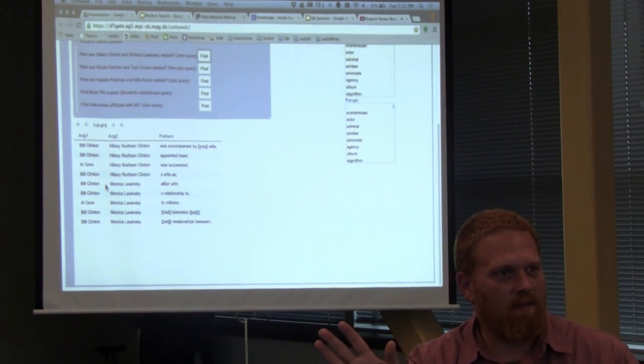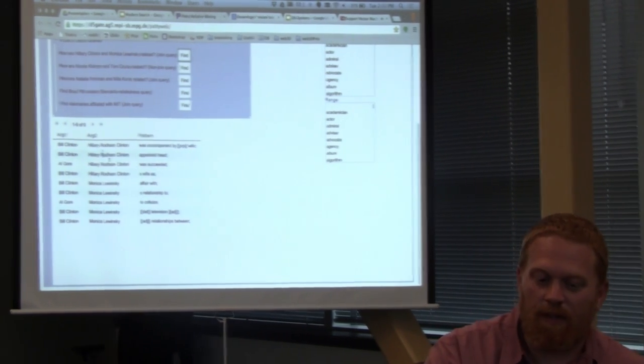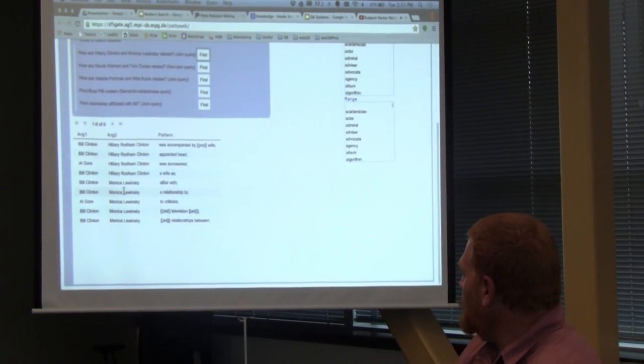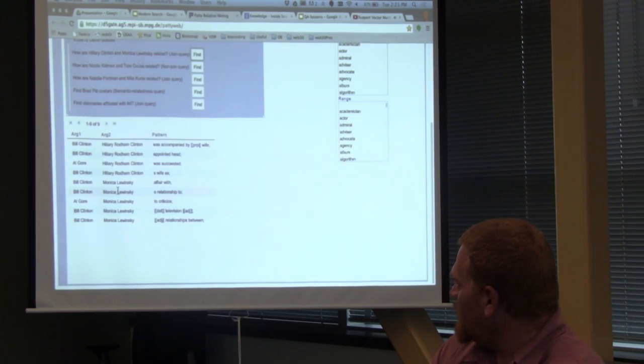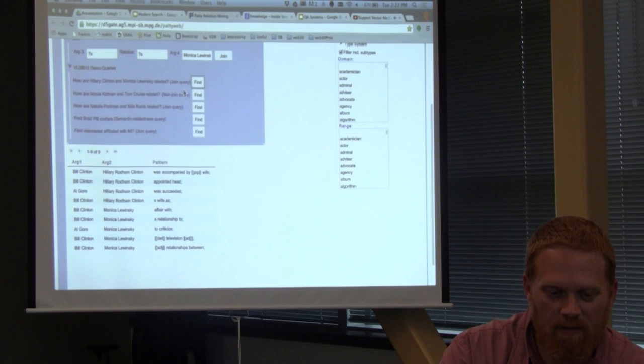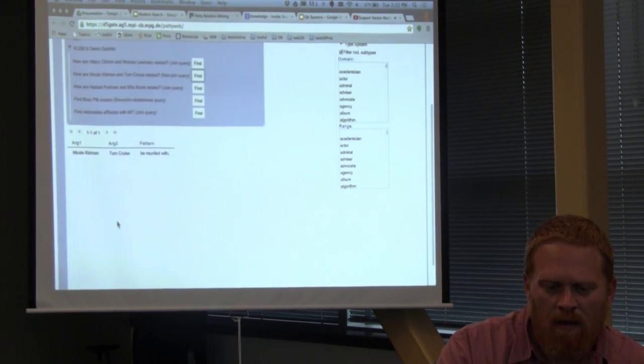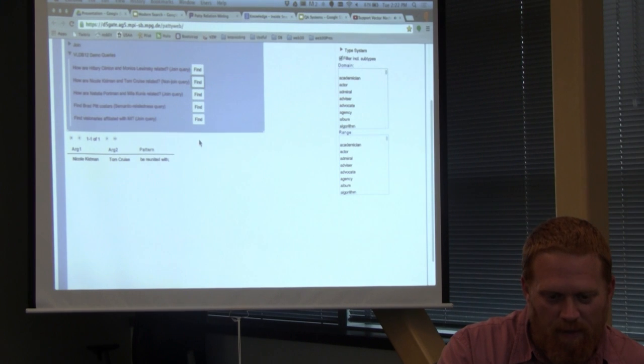All right, and everyone can see? Okay. So here we have to actually physically look and see that Monica Lewinsky and Hillary Rodham Clinton are connected through Bill Clinton. They won't tell us that. Same thing with Nicole Kidman and Tom Cruise.